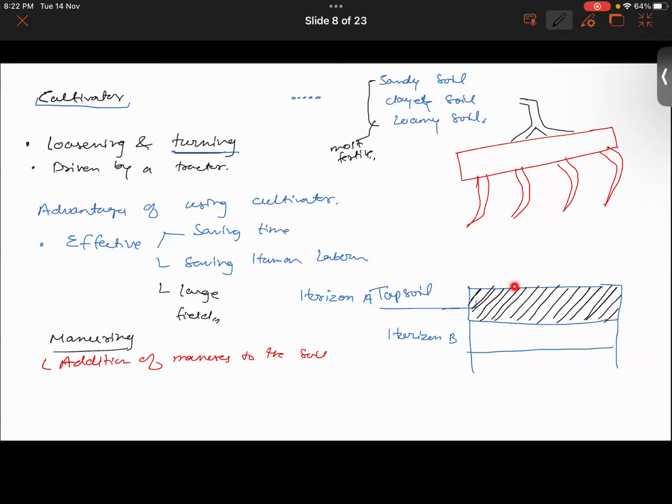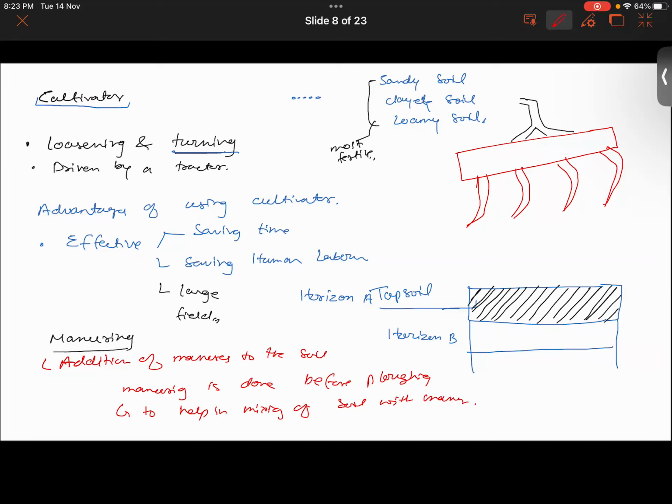Now back to the topic. We are talking about manuring over here. So sometimes I say that manuring is done before ploughing to help in mixing of soil with manure. Okay, hope it is clear.